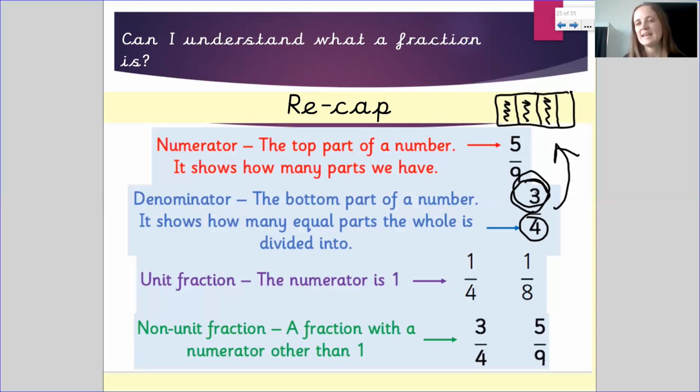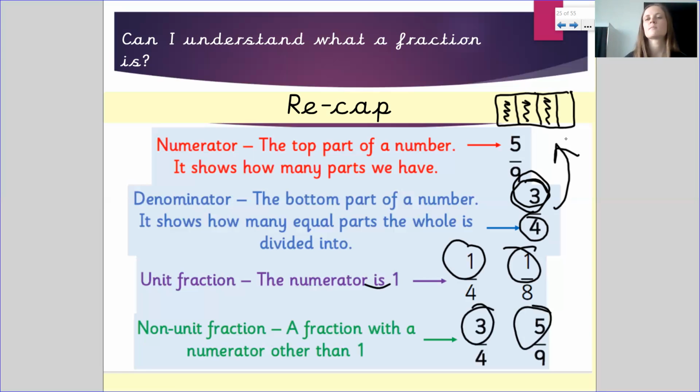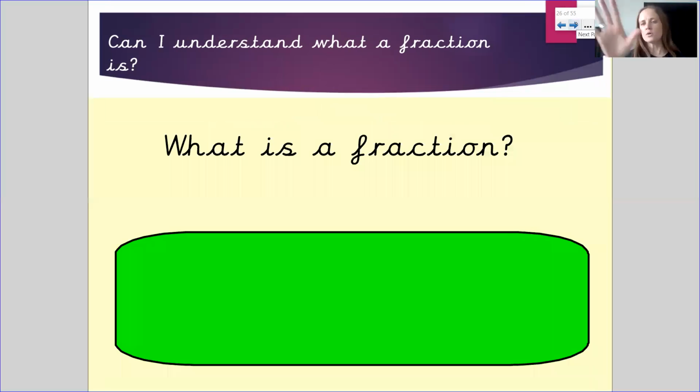We discussed that a unit fraction has a numerator of 1. And a non-unit fraction has a numerator that is bigger than 1. So pause the video now and quickly jot down what you think a fraction is. What is a fraction?